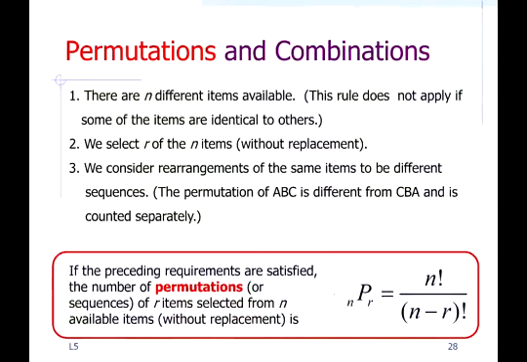So let's formalize this in terms of the notation and the formula. We're using 2 variables here, n and r. n is how many total different objects you're starting with, and r is how many objects you're choosing. So that's like the subgroup or the subset of the n objects, without replacement, no repeats.